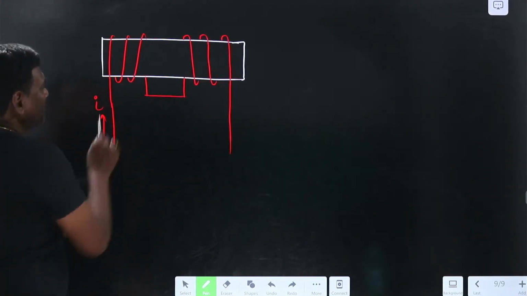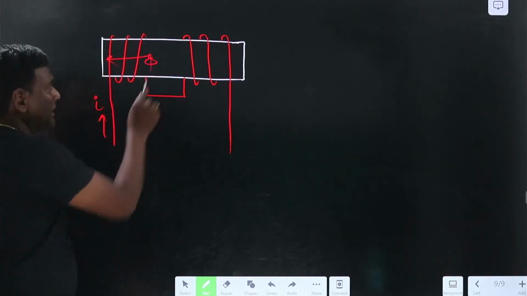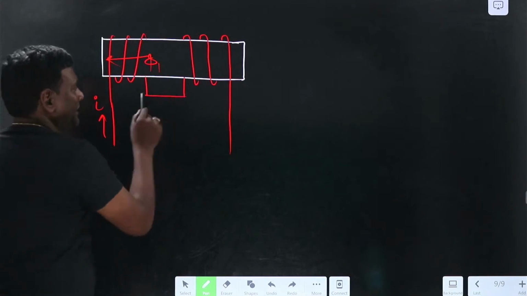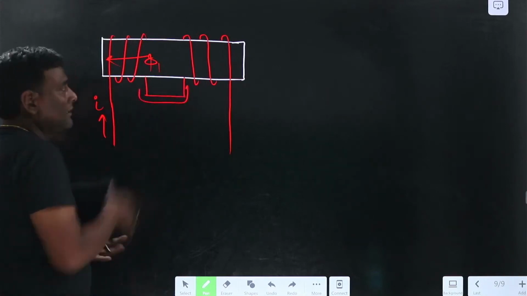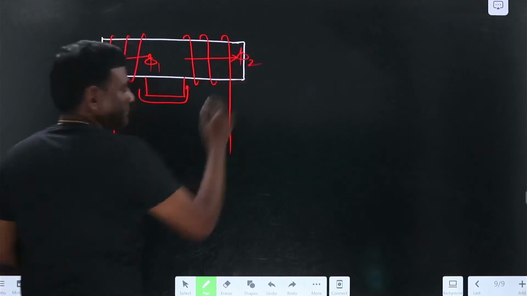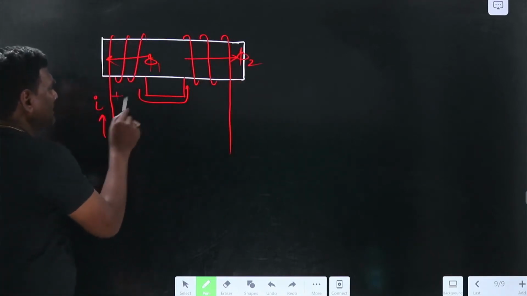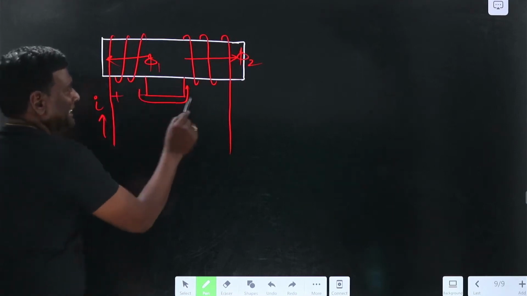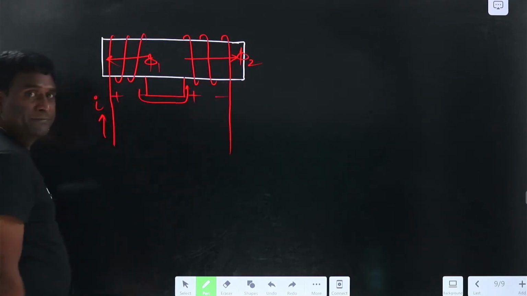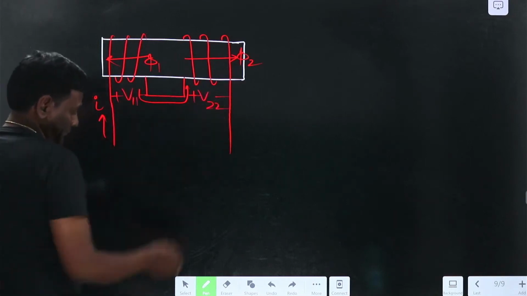Now because of this current here, flux is going to be in this direction, pi 1. The same current is flowing in this direction, so because of it, my pi 2 is going to be in this direction. Now if you think of self, my I is entering here, so plus minus self; this is going to be V11, this is V22.